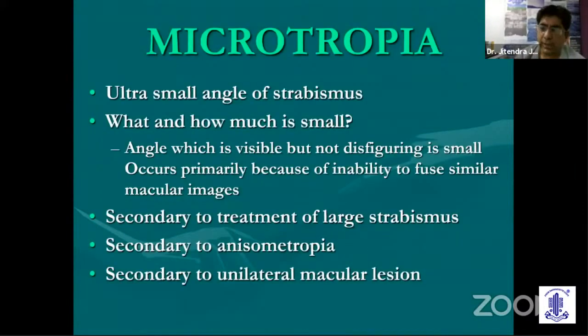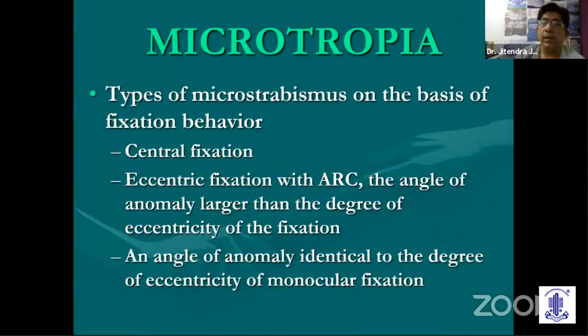We are moving to the last part, which is microtropia. Microtropia is an ultra small angle of strabismus. What and how much is small, there is a big discussion on that, so I will not go into the details of this, but it could be secondary to treatment of large strabismus. There could be a small residual deviation. This could be secondary to anisometropia or secondary to a unilateral macular lesion. And then there are some fixation and sensory adaptations.